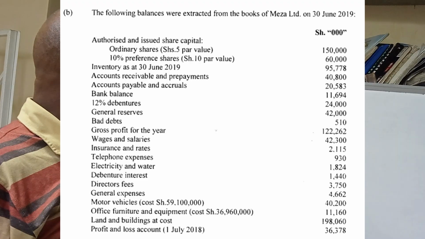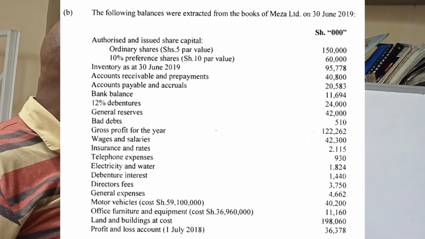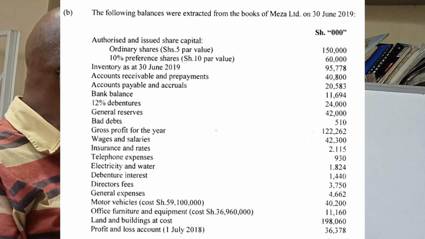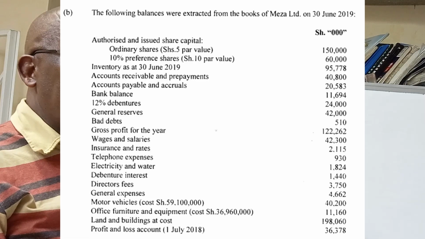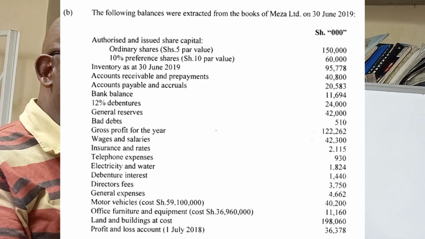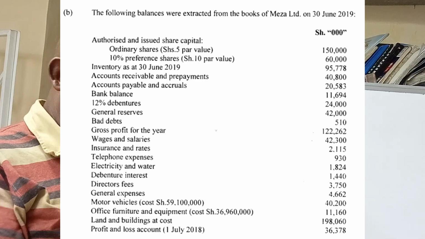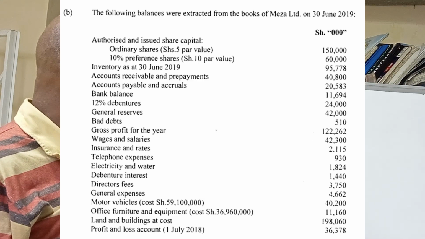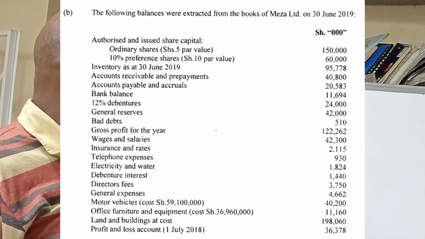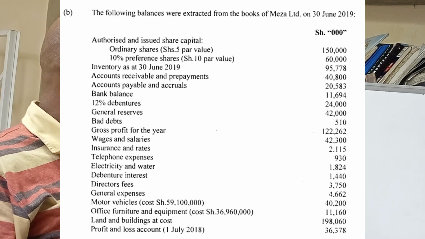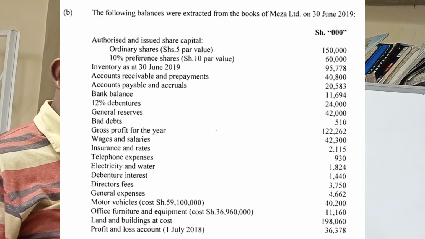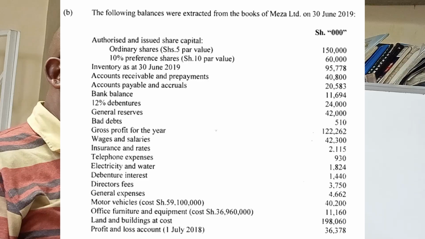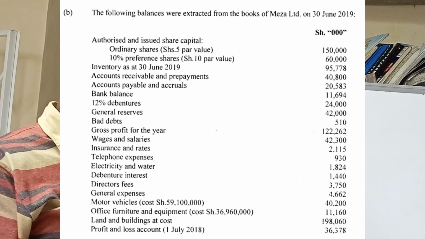Then we are told wages and salaries, insurance and rates, telephone expenses, electricity and water, debenture interest. Debenture interest, I said, always be careful, be sensitive. Compute the debenture interest, and then you find out, have we paid everything? Debenture interest, director's fees, general expenses, motor vehicle. Another trick there. You are being given the net book value, and therefore the difference between the net book value and the cost gives you the accumulated depreciation up to the beginning of the year.